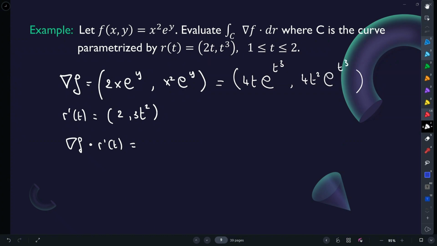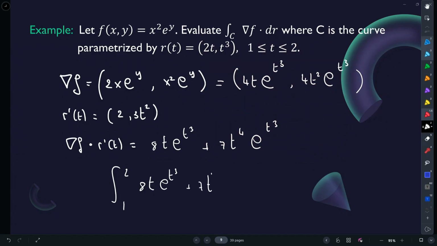So when you now do the dot product, you're going to get something like 8t e to the t cubed plus, no, t squared, t to the 4 e to the t cubed. And now I would have to integrate that between 1 and 2: the integral of 8t e to the t cubed plus 7t to the 4 e to the t cubed dt. Are you with me? Any questions about how I set up this integral?